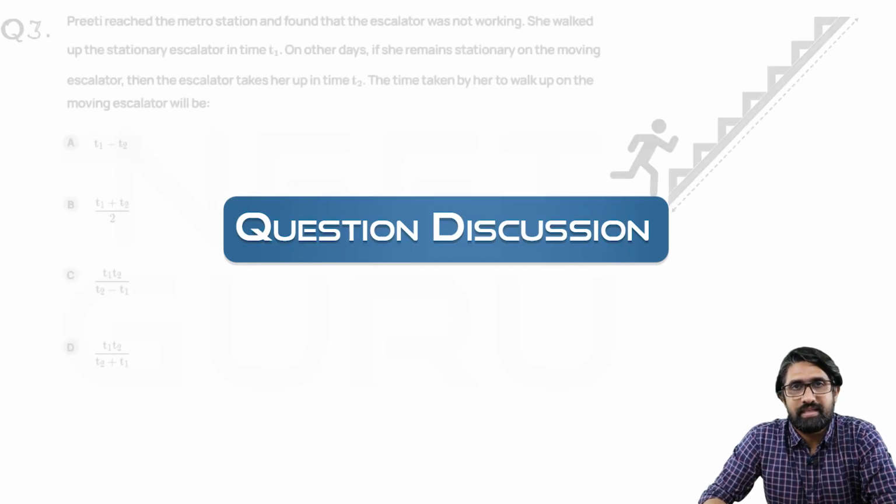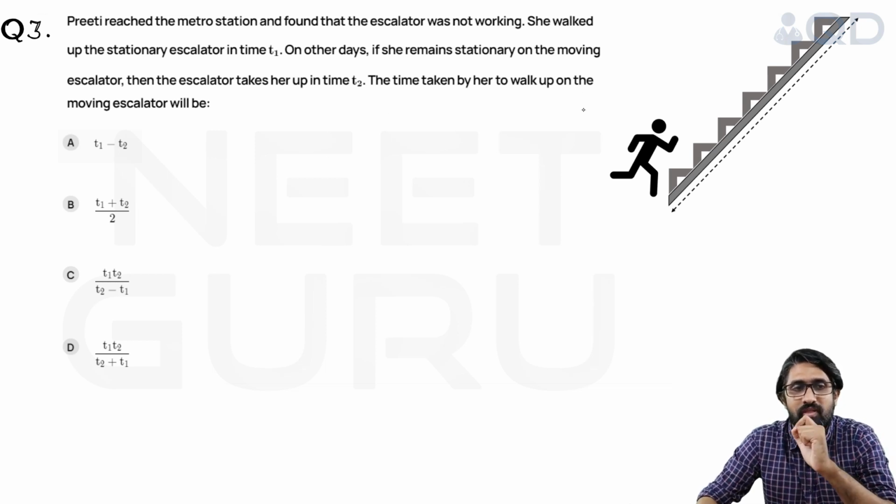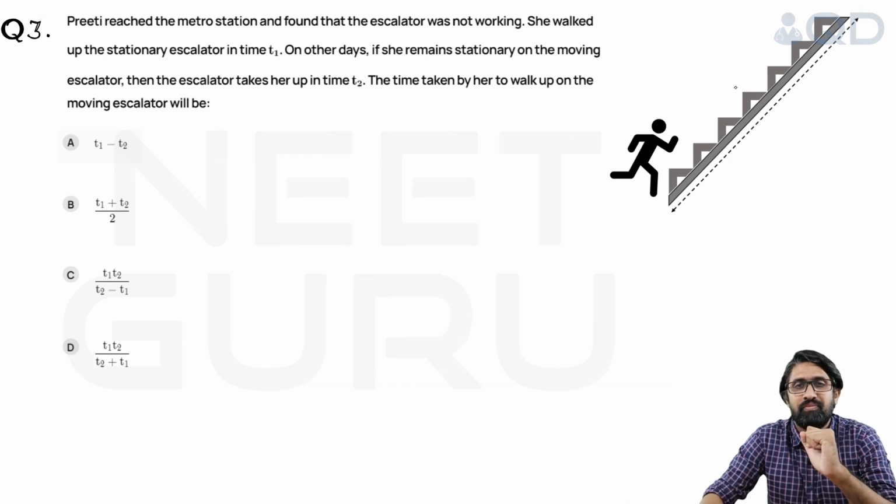The third question here says, Preeti reached the metro station and found that the escalator was not working. She walked up the stationary escalator in time t1. On other days, if she remains stationary on the moving escalator, then the escalator takes her up in time t2. The time taken by her to walk up the moving escalator is.